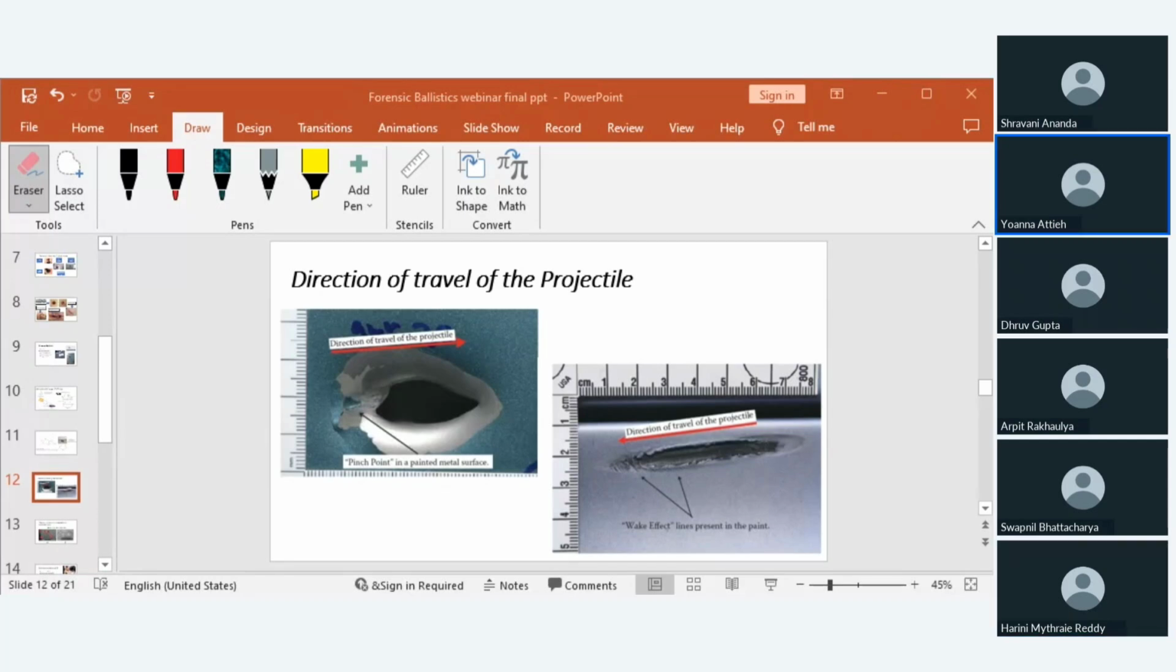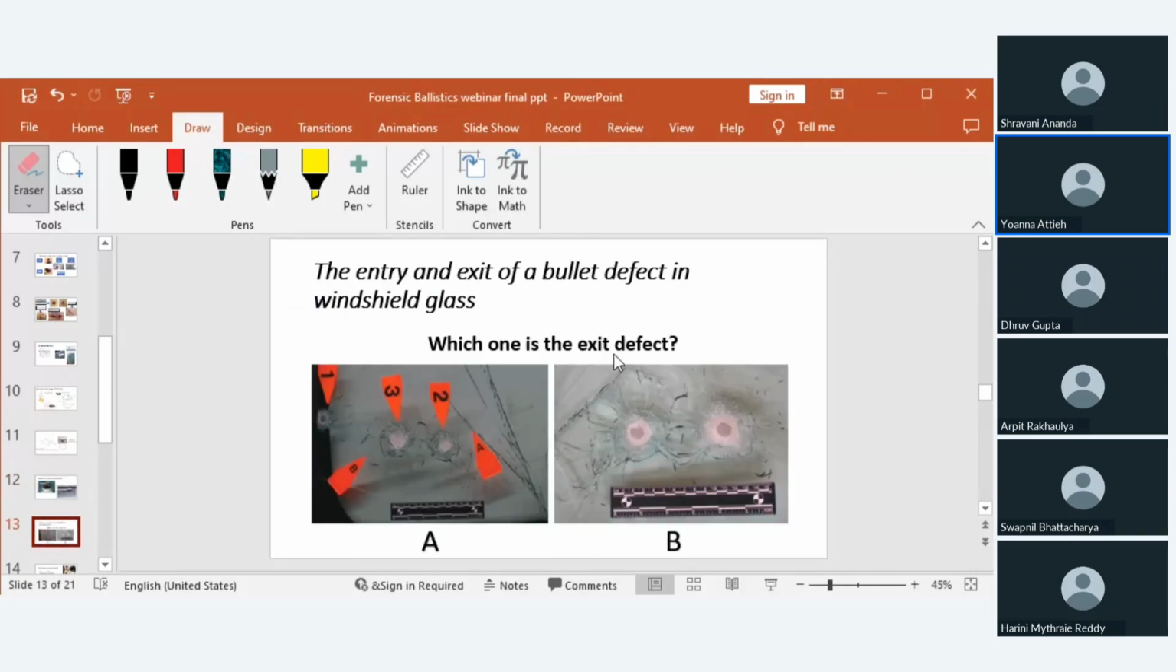Yes. All right, great. Now we're going to talk more about the entry and exit of a bullet defect in windshield glass. So here it's more challenging to determine the entry and exit point. Simply, windshield glass often exhibits distinctive patterns when impacted by a bullet. So these patterns are crucial in reconstructing shootings, especially when dealing with vehicles.